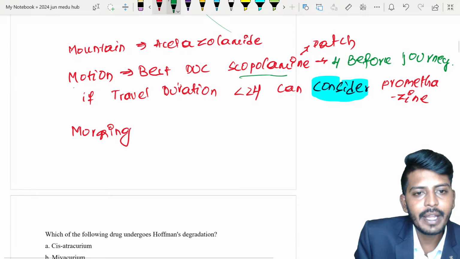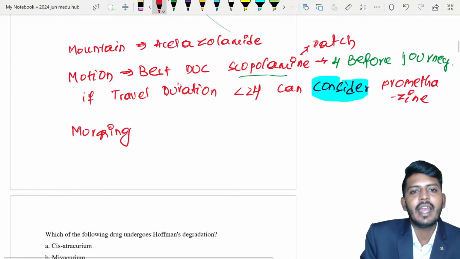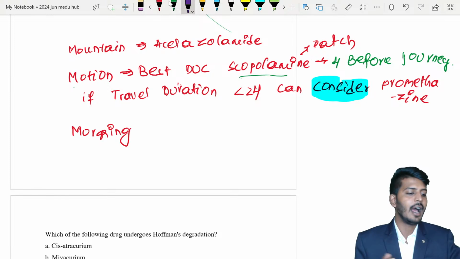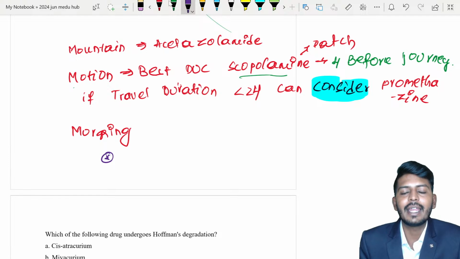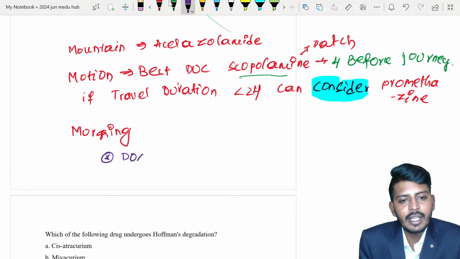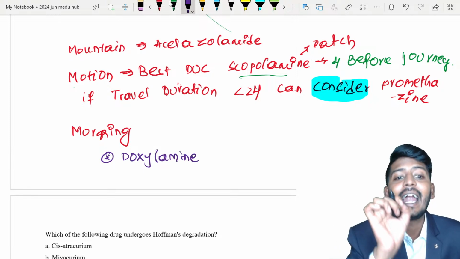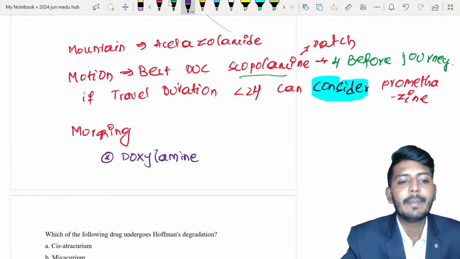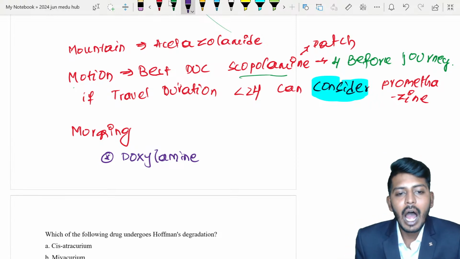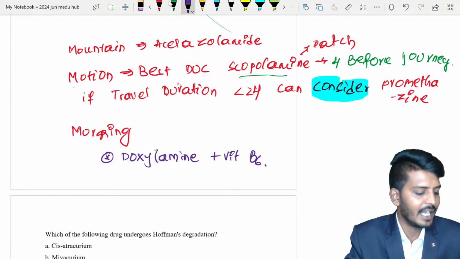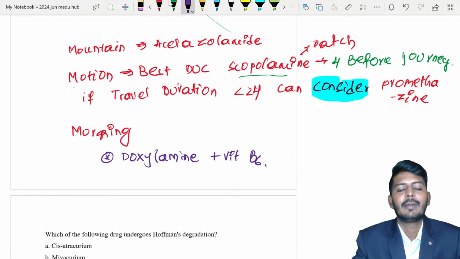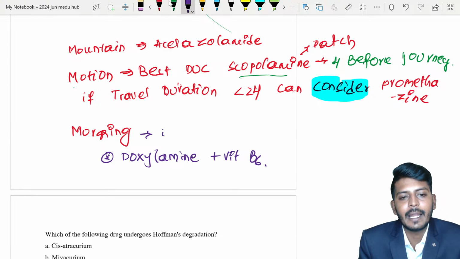देन यहाँ पे देखो, मॉर्निंग सिकनेस के लिए सब लोग सिंगल ड्रग मार्क करके आते हैं. Actually the best combination is doxylamine. That is very important. Doxylamine क्या होता है? It is a type of antihistaminic drug useful in the treatment of morning sickness in a pregnant female. Along with that we use vitamin B6, that is pyridoxine phosphate.